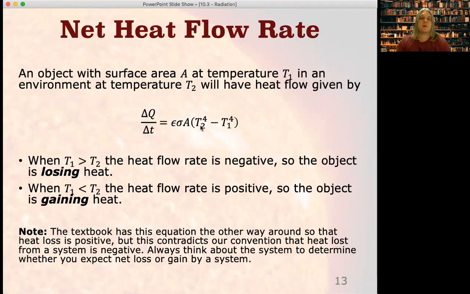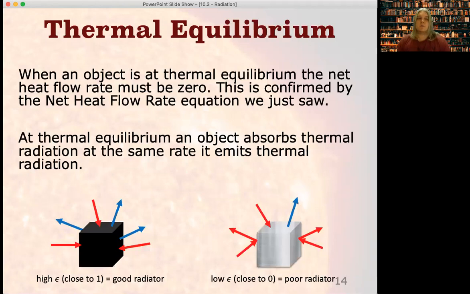This is confirmed by the equation we just saw. I'll go back, this equation, T2 minus T1, right? Both to the fourth power, but we're talking about the difference of two of the same number. If those are at equilibrium, those are the same number, and so the difference is going to be 0. And so we have a net heat flow rate of 0. Right? So there's still absorption and emission going on, but it means that the amount that's being absorbed is the same as the amount that's being emitted.